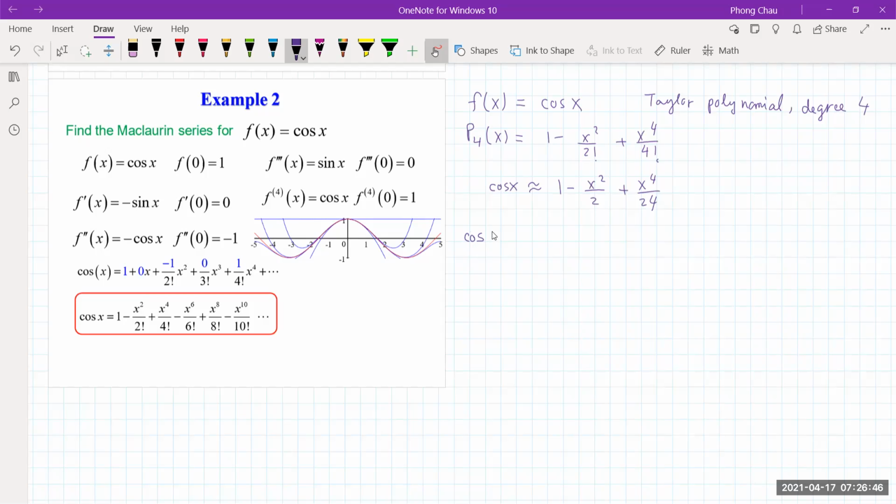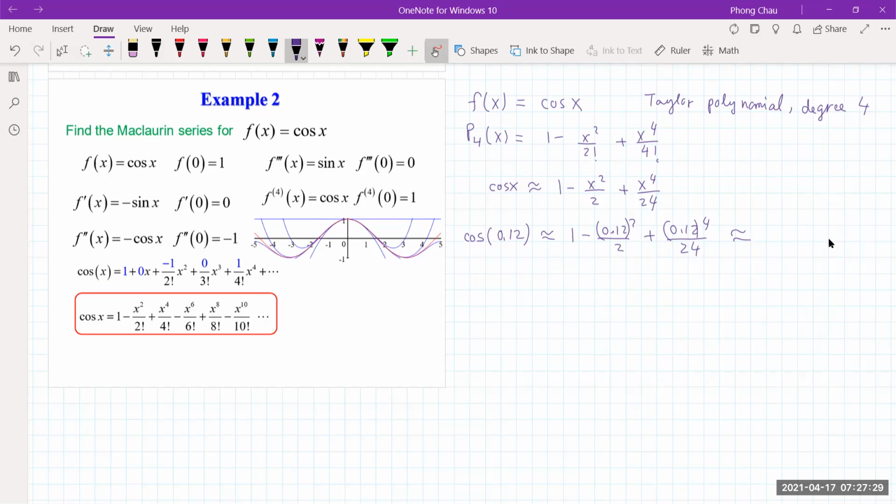And then if we want to find what is cosine of 0.12, then I can plug in and say, well, that's approximately 1 minus 0.12 squared over 2 plus 0.12 to the 4th over 24. Then you do this math on a calculator. So that could be very easy to do.